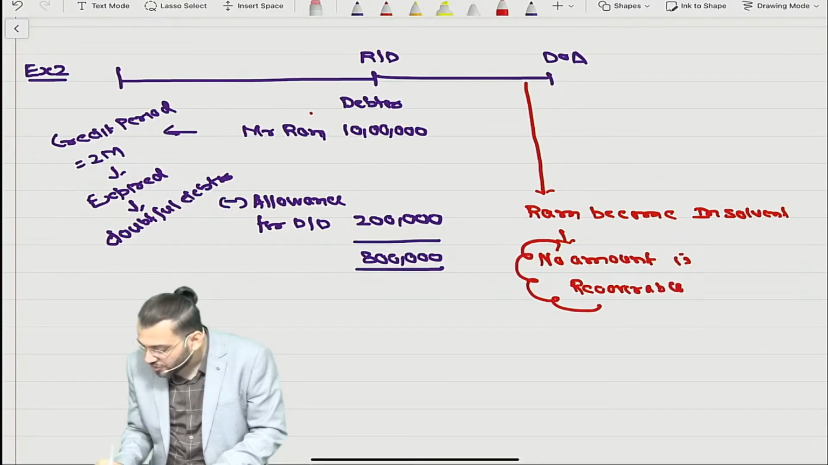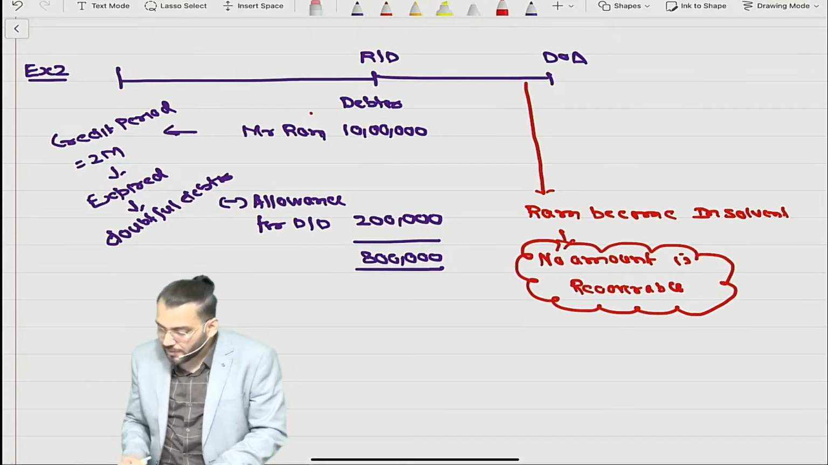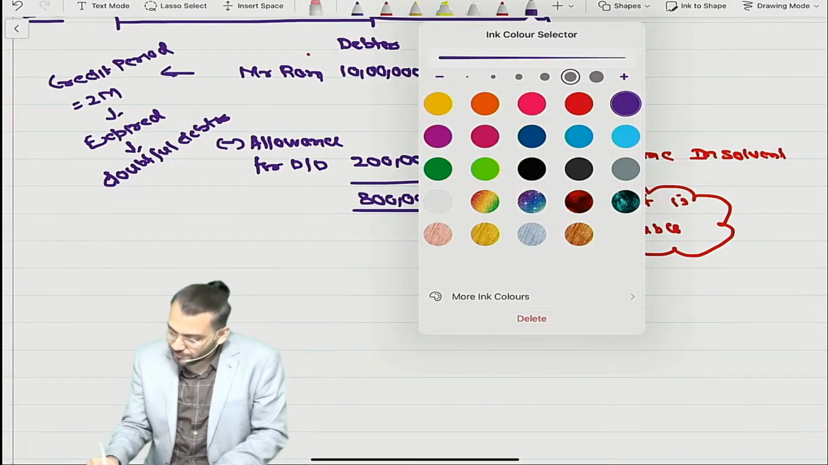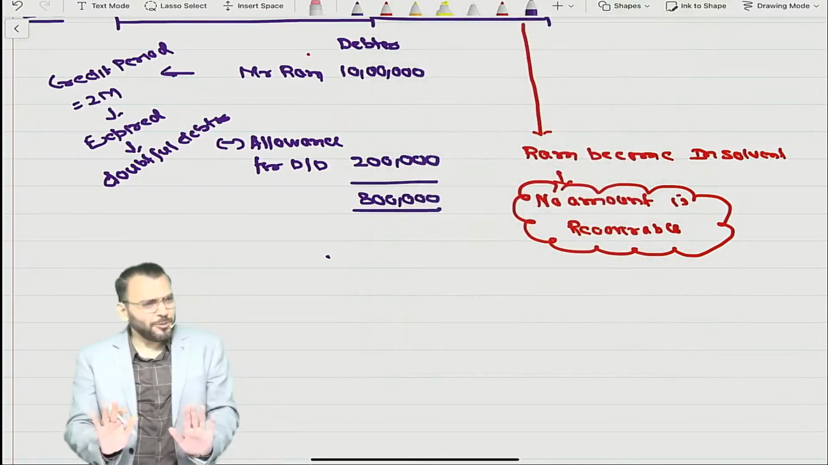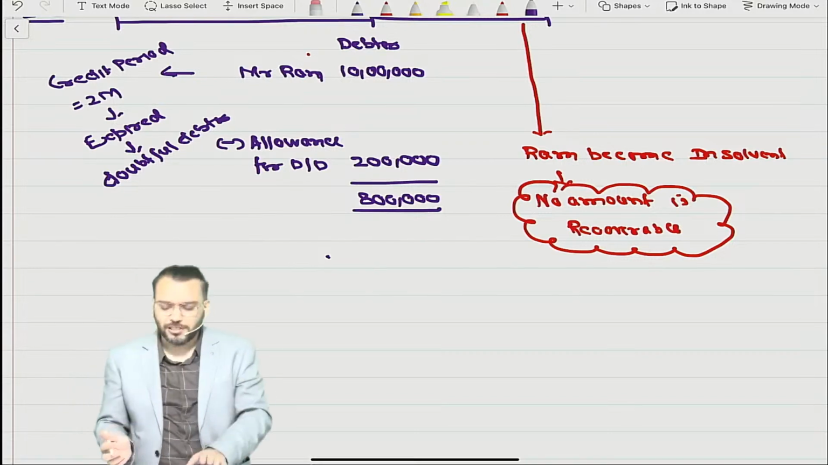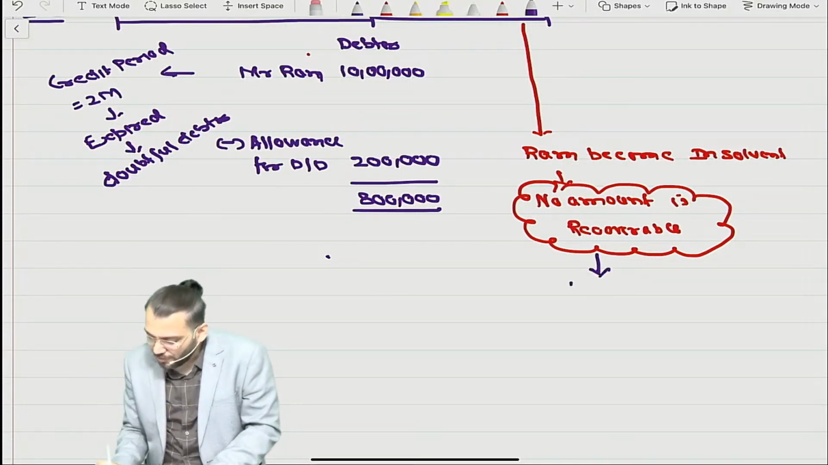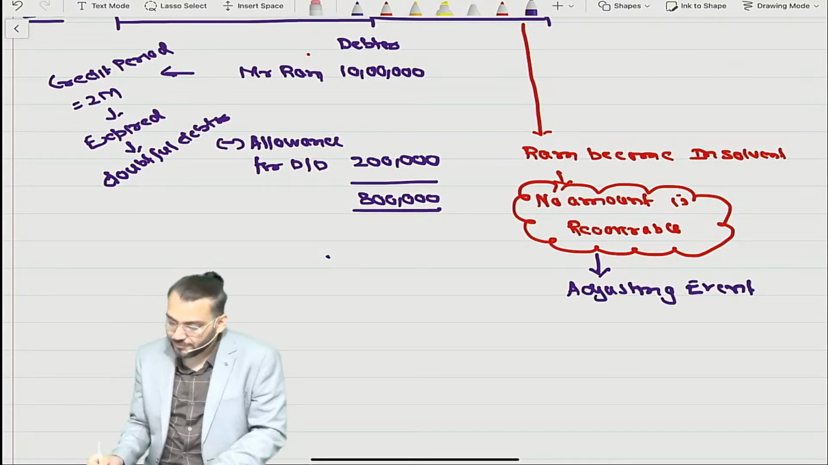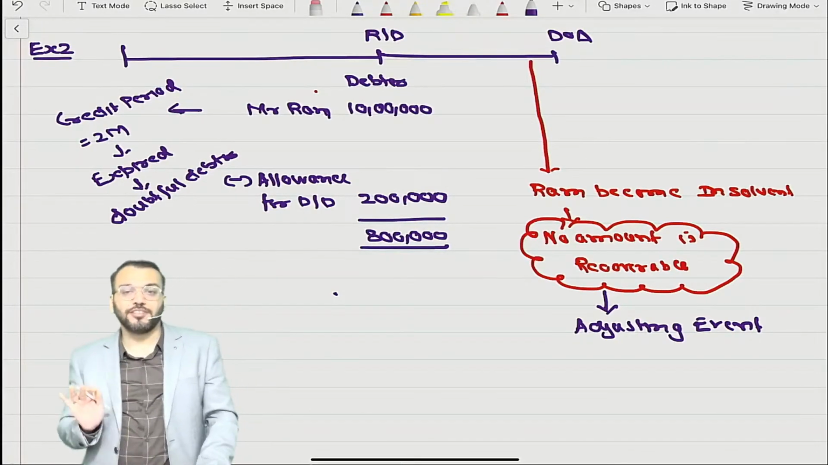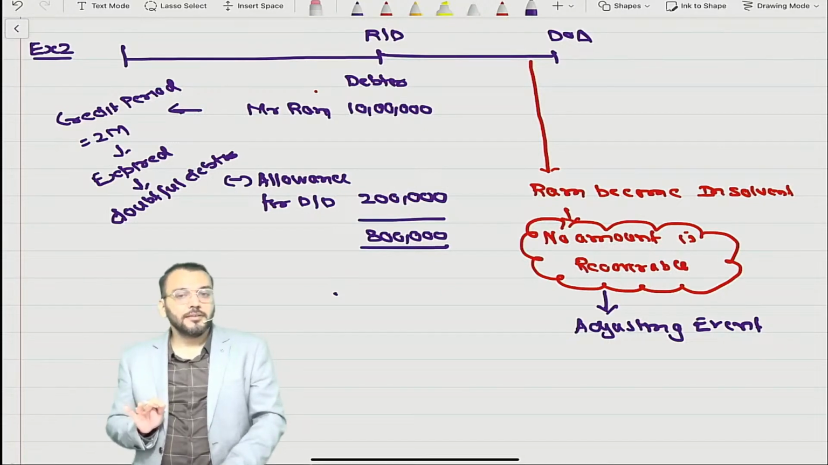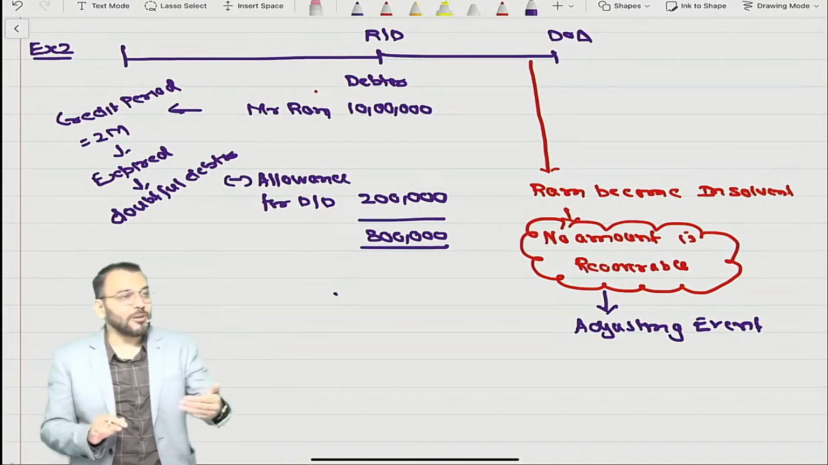Now tell me, is it an adjusting or non-adjusting event? Adjusting or non-adjusting event. Everyone say it is an adjusting event. I hope everyone will say adjusting only after example number 1. So of course you will say adjusting event only at CA final level. So I should expect the correct answer only. Adjusting event, because this relates to condition existing on reporting date. Adjusting event. Any doubt about this?